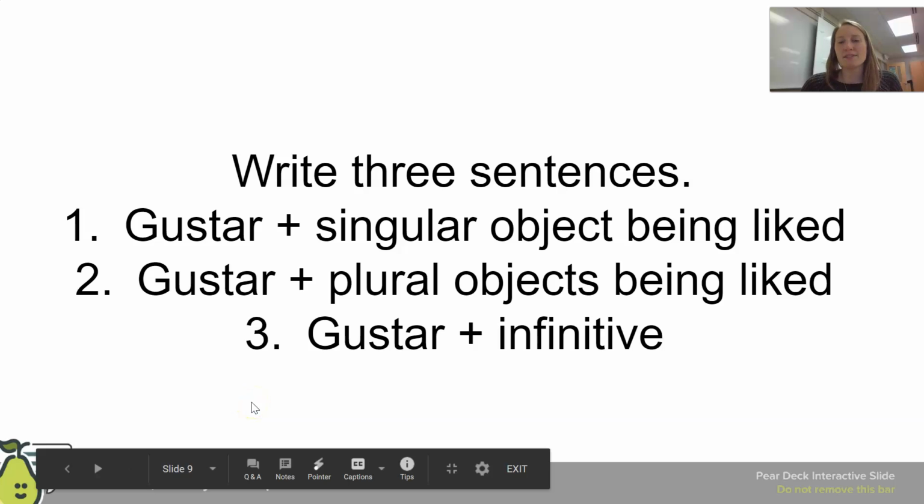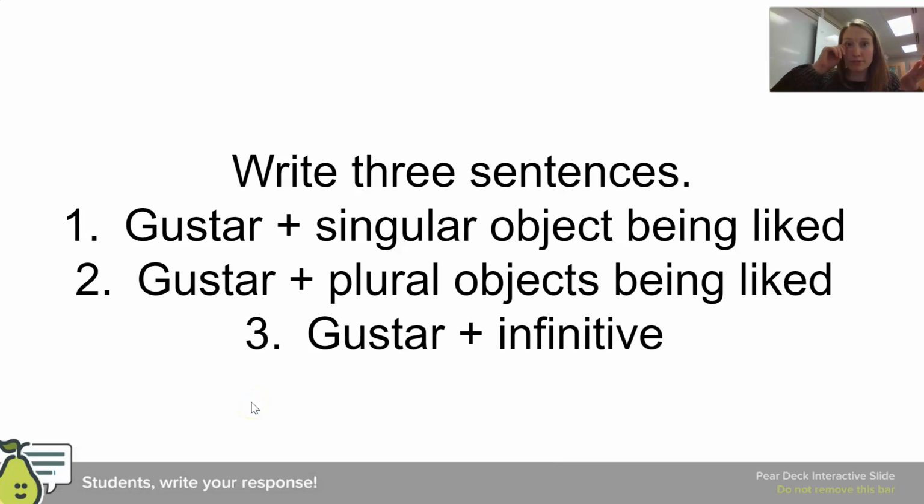Last thing is, you don't have to write these out. If writing it out helps you, then so be it, but you can also think them through. Number 1, a sentence that uses gustar and a singular object being liked. For example, me gusta la manzana. Me gusta el jugo de naranja. Number 2, gustar in a plural, objects being liked. That's when you should have the gustan. Me gustan las papas fritas. Me gustan las bebidas ricas.